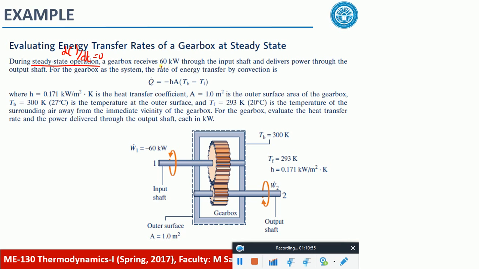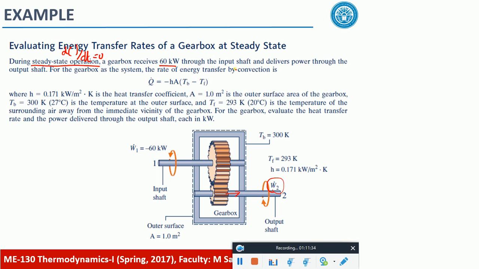Then a gearbox receives 60 kilowatt through the input shaft. Just see, this is a gearbox. 60 kilowatt power is being given to that first gear and it delivers power through the output shaft. It is meshed with another gear, and then this smaller gear basically transmits this amount of work or power to the surroundings. Okay. Now for the gearbox as the system, you have demarcated that gearbox. Always remember, you need to demarcate the system, just like you draw the free body diagram.